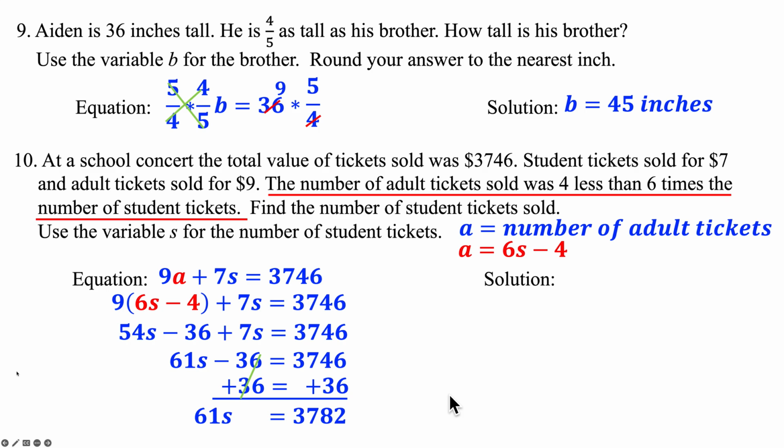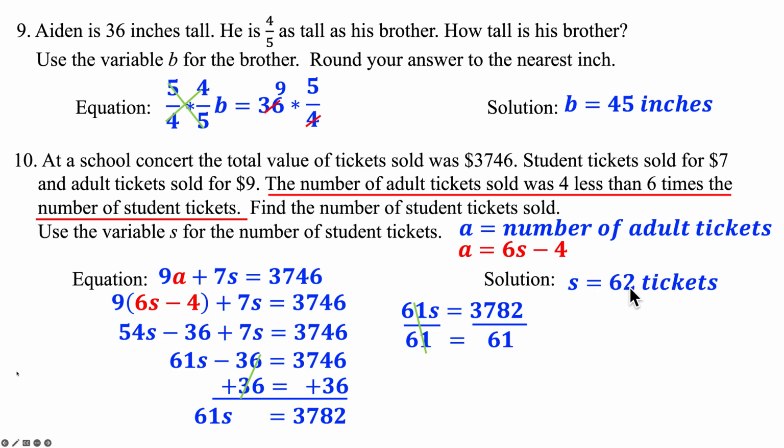Now, at this point, I want to make a comment. Can you have half or a third or 0.2 or 0.9 of a ticket? No. So when you divide this out, you better get a whole number. We'll divide by 61, 3,782 divided by 61. That's going to be, drum roll, 62 on the dot. So there were 62 tickets for the students that were sold.